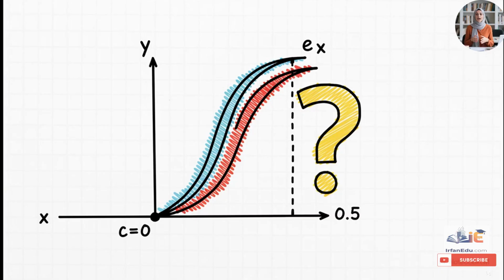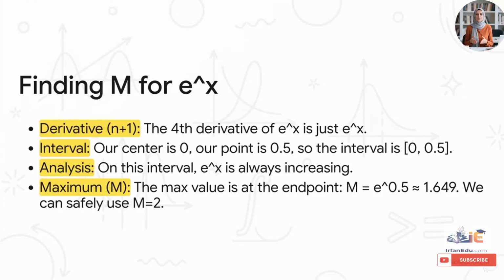So here's our problem. We're going to use a 3rd-degree Taylor polynomial for the function e to the x, and we're centering it at x equals 0. The big question is, what's the maximum possible error we could have when we use it to approximate the value at x equals 0.5? Okay, time to hunt for m.